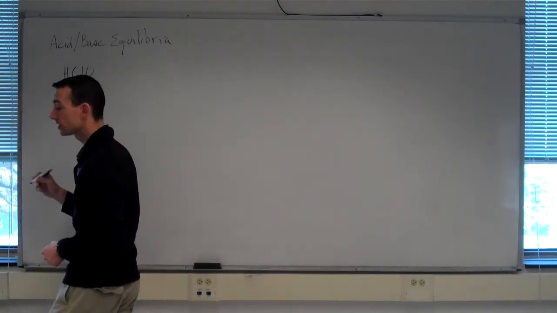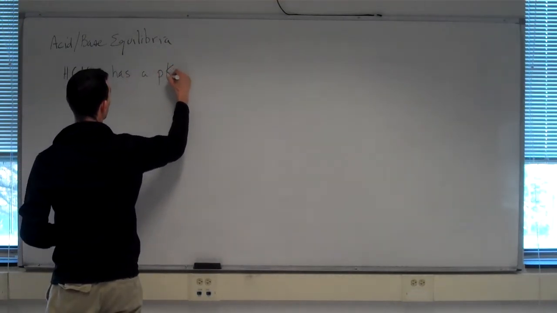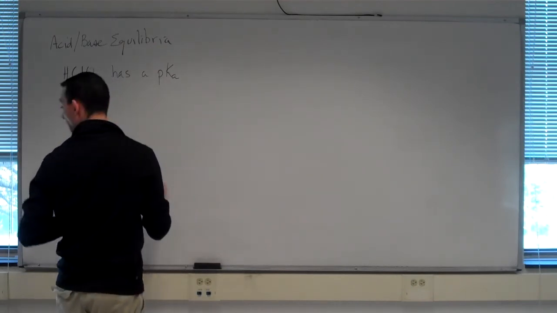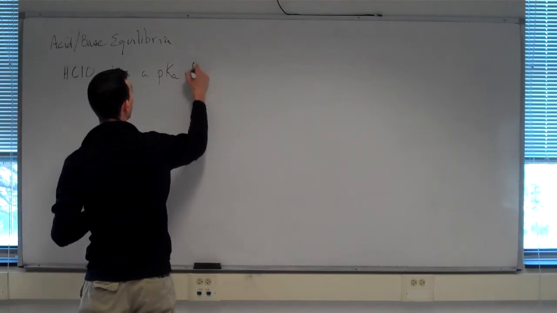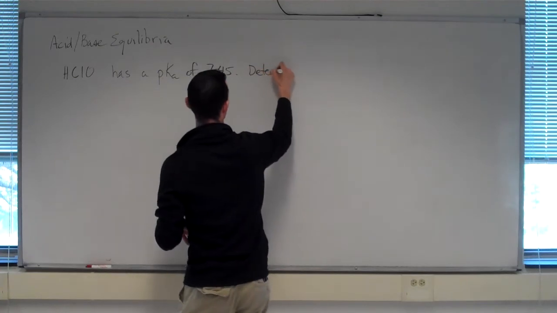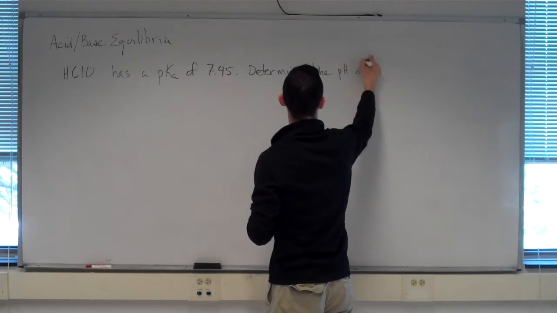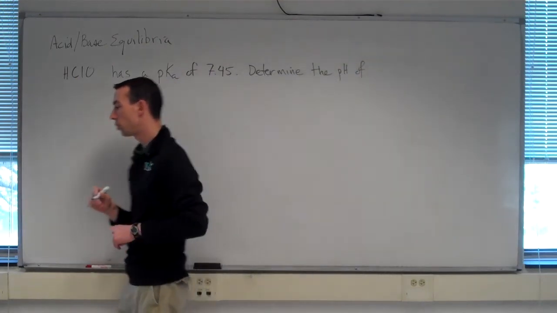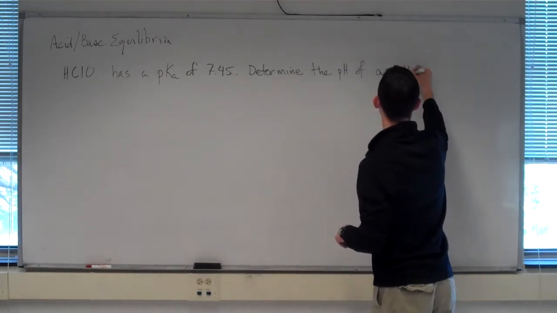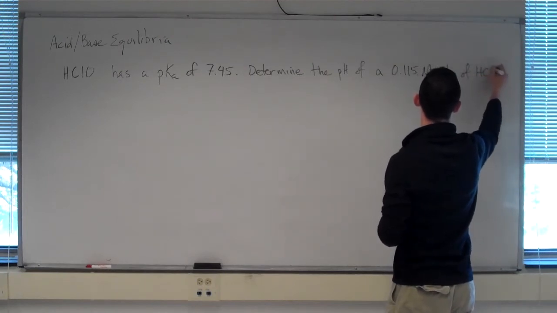HClO, hypochlorous acid, has a pKa. We just talked about these P values. So this is going to be a measure of the strength of our acid of 7.45. Let's determine the pH of a 0.115 molar solution of HClO.